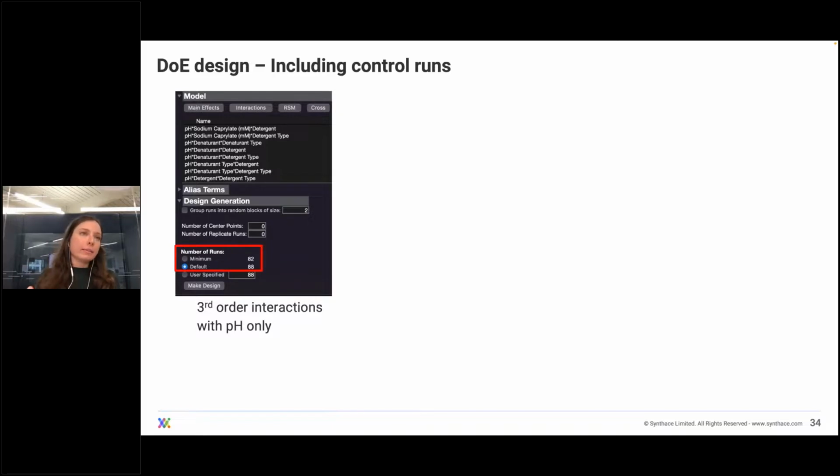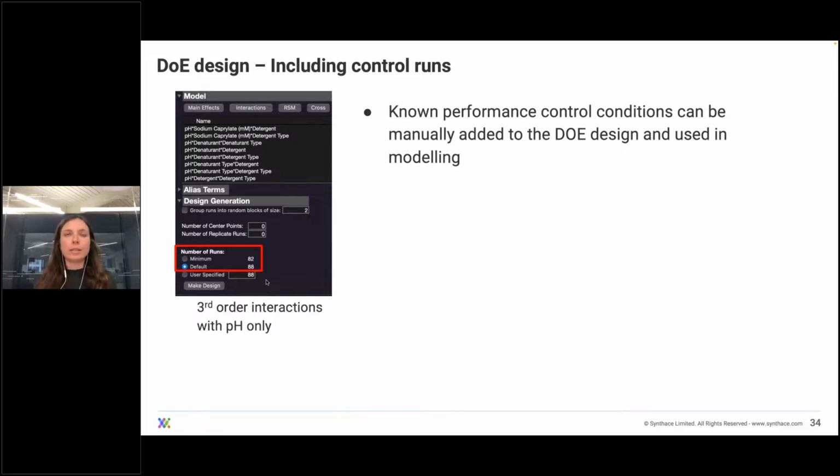But so here we are with our 88 runs for our DOE design, which means we still have 8 runs available on our filter plate. So though we could easily specify manually this number to 96 and actually expand our DOE design, it's important to not forget good experimental practice. And what I mean by this, it's still really important to include known performance control conditions where you know what the response is going to be.